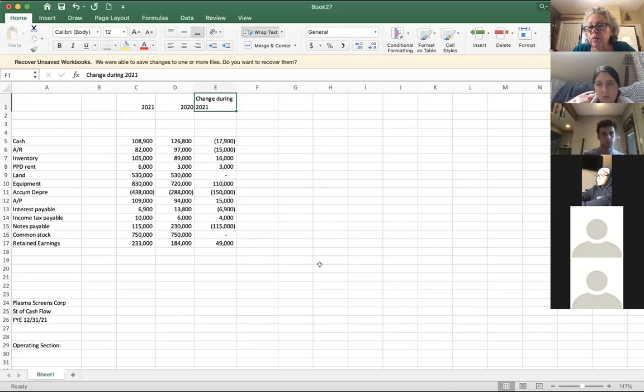So when you get your comparative balance sheet and income statement, this is the first thing that you're going to do: you're going to calculate what is the change in every single account.